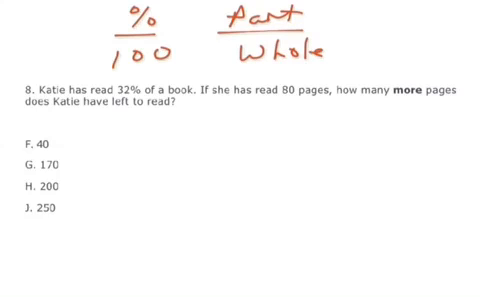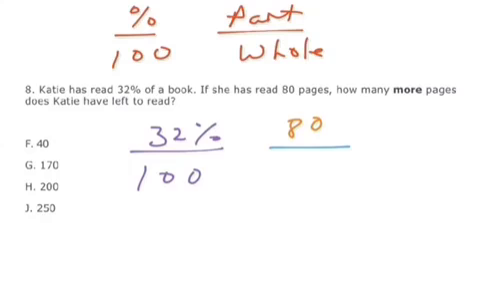So she's read 32%. So we have that. We know she's read 32% of the book. It's always over 100. If she has read 80 pages, how many more pages does Katie have left to read? How many more would mean that over here we're going to be looking for the whole. So we know that she has read 80 pages, and we're going to look for this. And got to be careful because this says how many more pages will she have left to read. So we're going to have to think about that at the end.